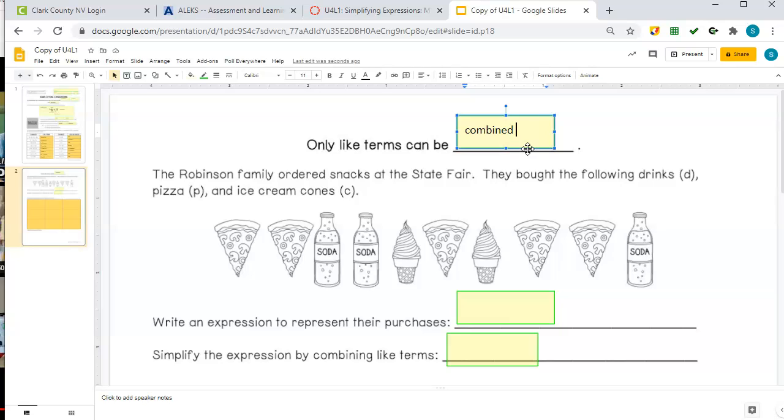So, the Robinson family ordered snacks at the state fair. They bought the following. D, or drinks, we're going to use a D. Pizza, we're going to stand for P. And ice cream stands for C. Let's write an expression. So let's think about it. How many drinks do they buy? 1, 2, 3. So that's 3D plus pizza stands for P. 1, 2, 3, 4, 5. So plus 5P plus 2C, 2 ice cream cones. Alright. Oh, I guess they wanted us to write it the long way, so this is actually our answer for the next part.